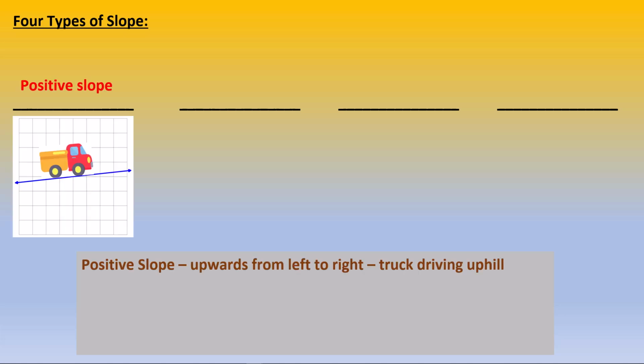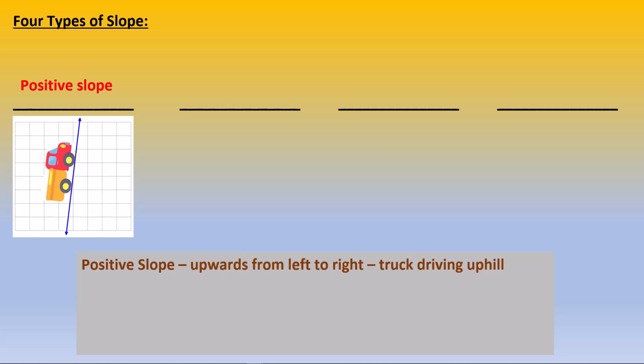There are generally four types of slope. Positive, where the line goes upwards from left to right, like a truck going up a hill. It can be fairly shallow, or a bit steeper, or really steep, almost impossible to drive on, but still positive, as long as it is going uphill.